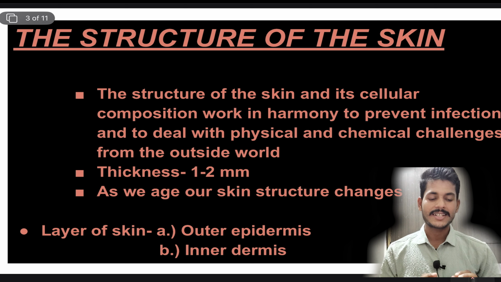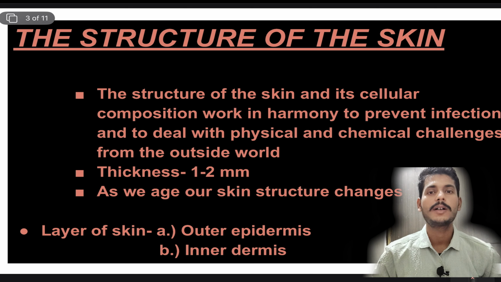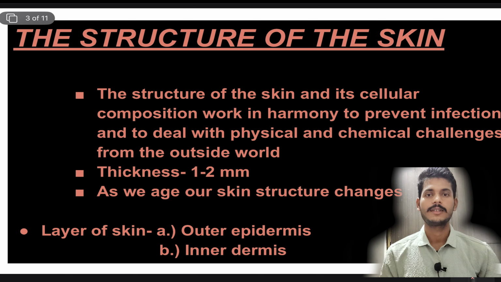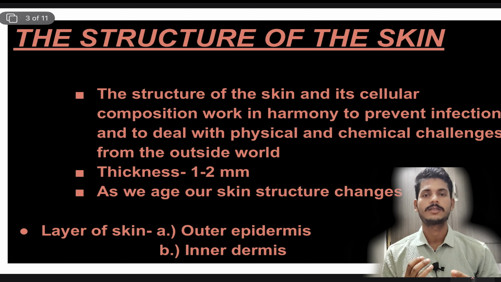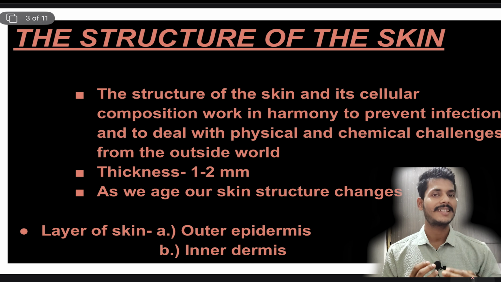The structure of the skin and its cellular composition work in harmony to prevent infection and to deal with physical and chemical challenges from the outside world. Now, the normal thickness of our skin is 1 to 2 millimeters. Generally, you've seen that in old people the skin integrity is very loose. So as we grow, our skin structure changes.